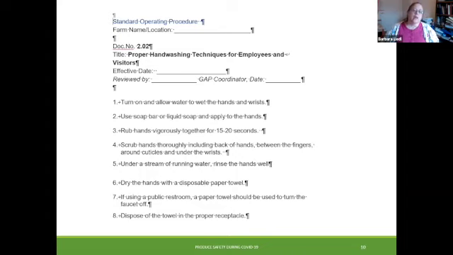So here's an example of one of the ones we use from our Writing the Farm Food Safety Plan. A couple of things you'll notice. It's a standard operating procedure. There's the title: proper hand washing techniques for the employees and visitors. The name of the farm has to go in there. You have to make it specific.